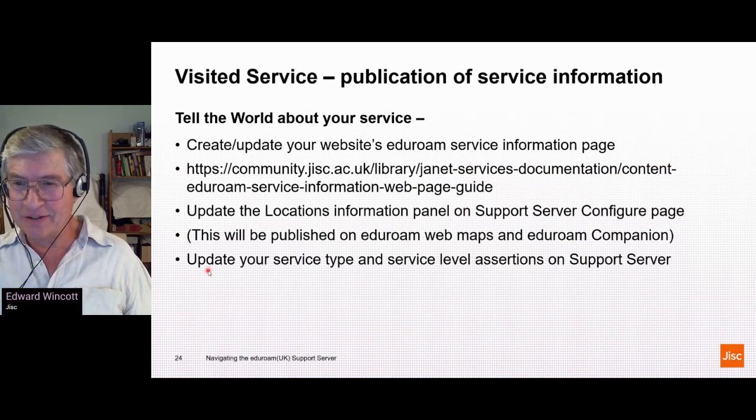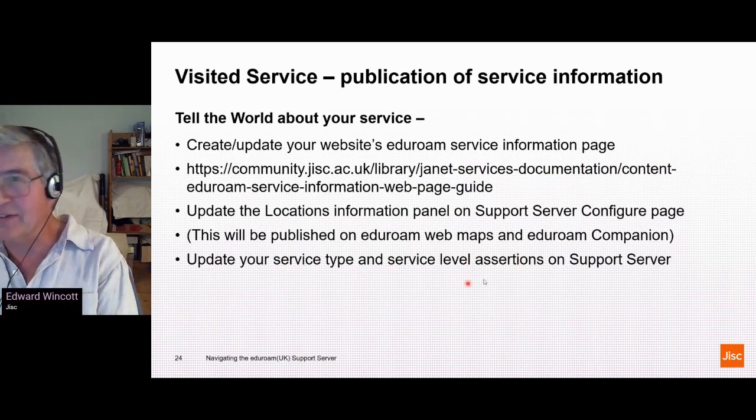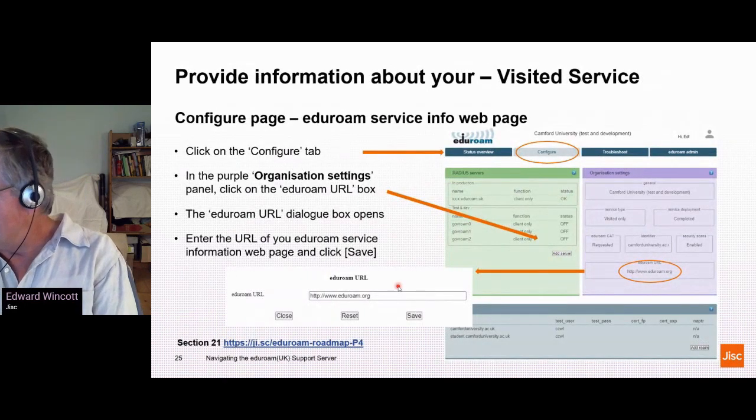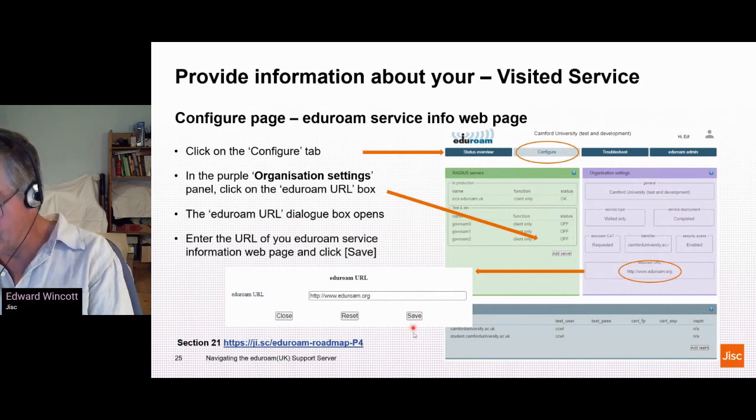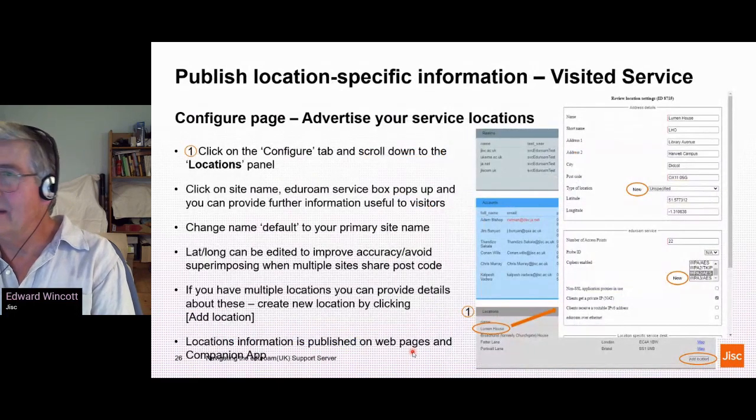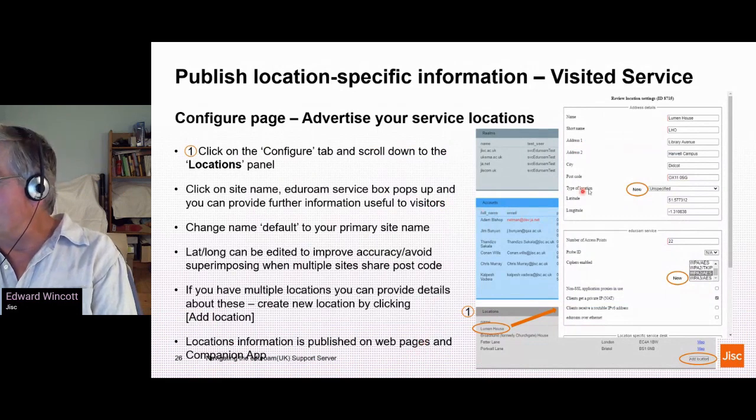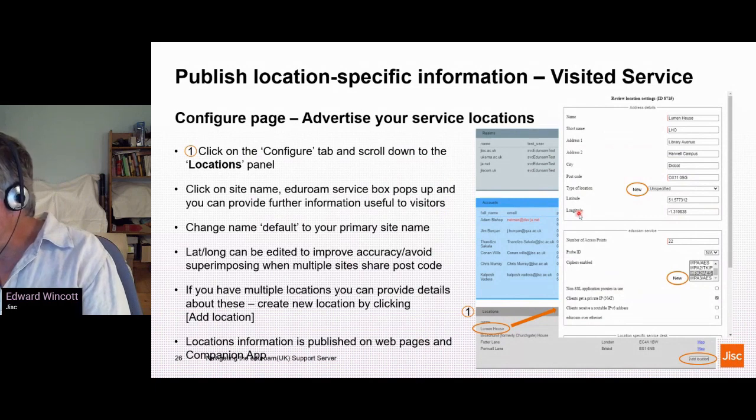And as I say, the other thing you need to do is to update your service type on the assertions support server. Right, so this is where your service information URL goes. Just click save when you're done. Okay, more information about your service locations.